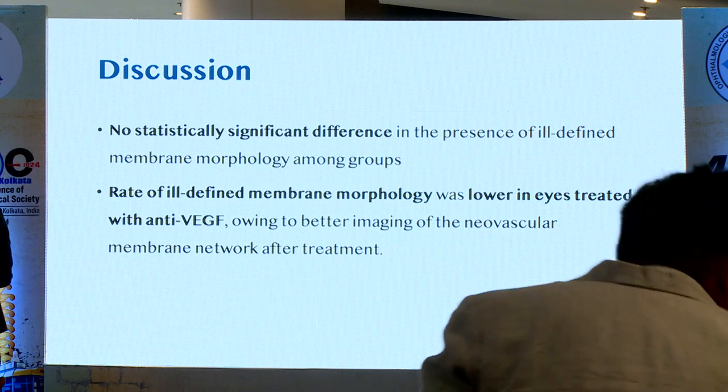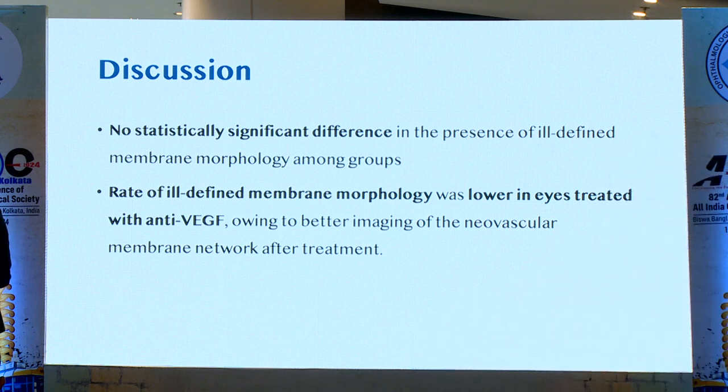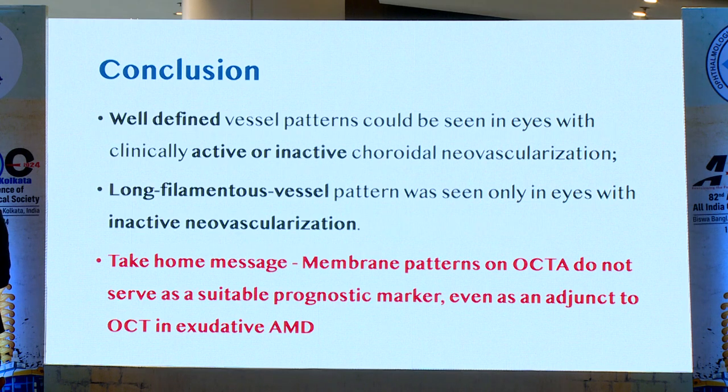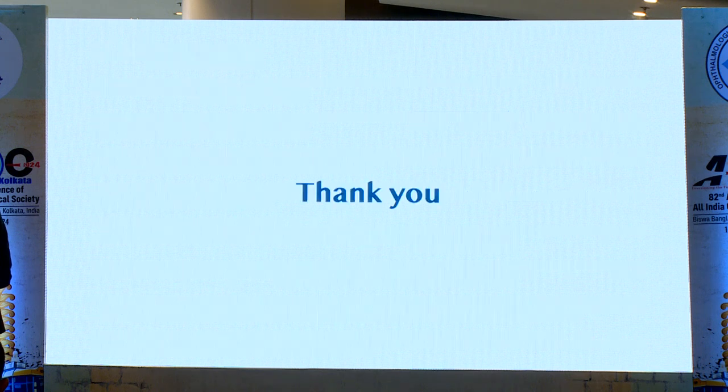Also, there was no statistically significant difference in the presence of ill-defined membrane morphologies, and the rate of ill-defined morphologies was lower in patients treated with anti-VEGF. So in conclusion, well-defined vessel patterns could be seen in both inactive as well as active neovascularization, and long filamentous patterns were associated with inactive neovascularization. My take-home message is that membrane patterns on OCTA do not always serve as clinically suitable prognostic markers or as an adjunct to OCT for prognostication of exudative AMD. These are my references. Thank you.